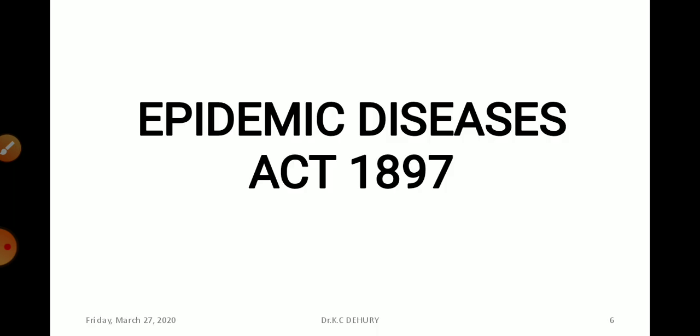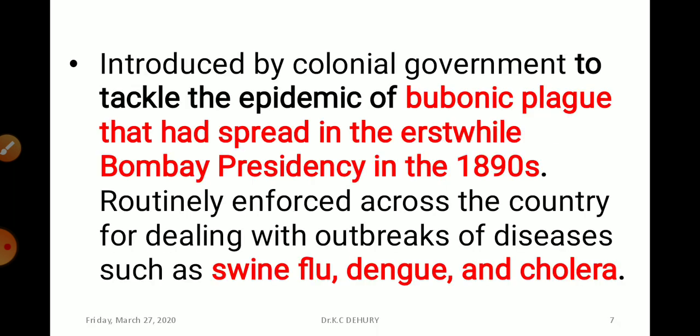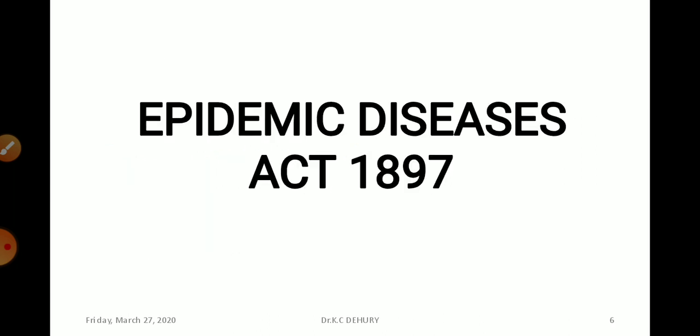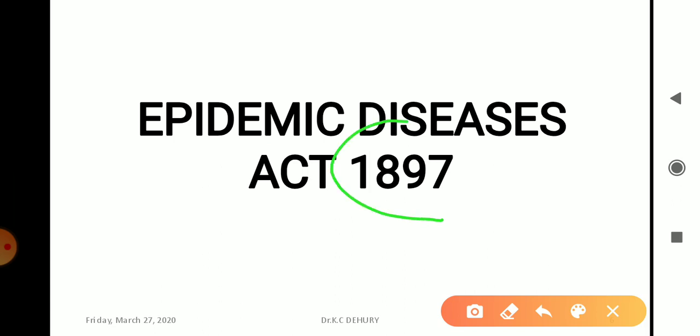So let's discuss what the Epidemic Disease Act is. As the act itself signifies, it is an act of 1897. This act was framed in the British era. So it is a British era act, better to say.